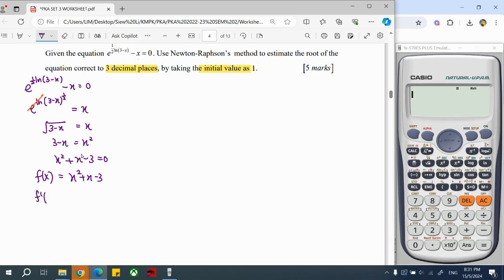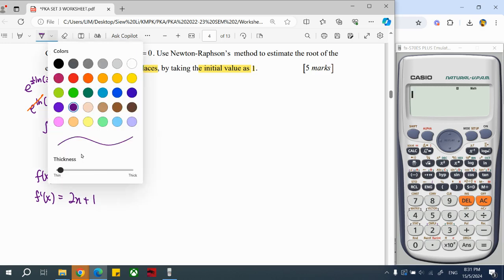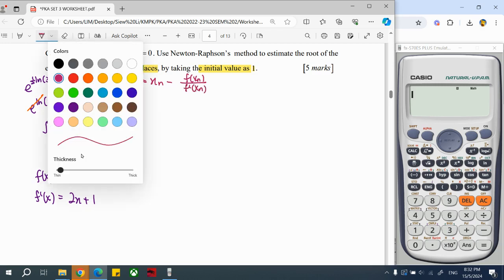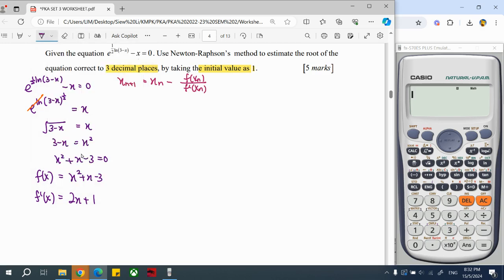What we need is the differential function. Differentiate this. Then by taking the initial value as 1, with the Newton-Raphson method formula, x n plus 1 equals to x n minus function over differential function. As the initial value is already given, x0 equals to 1. To find the first x, we need to substitute 1 into the function.